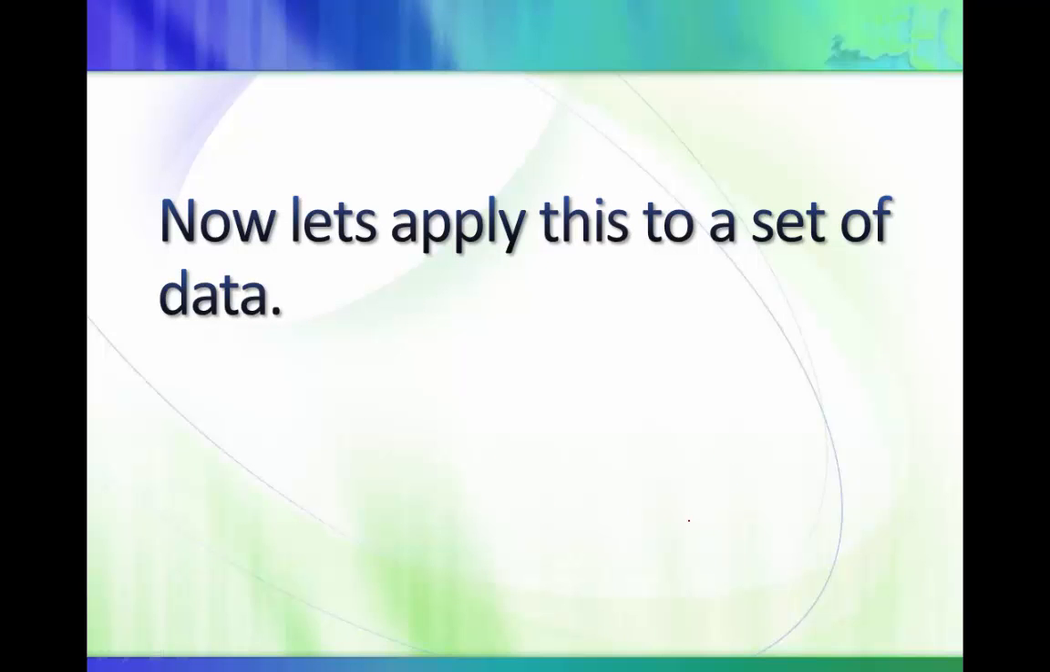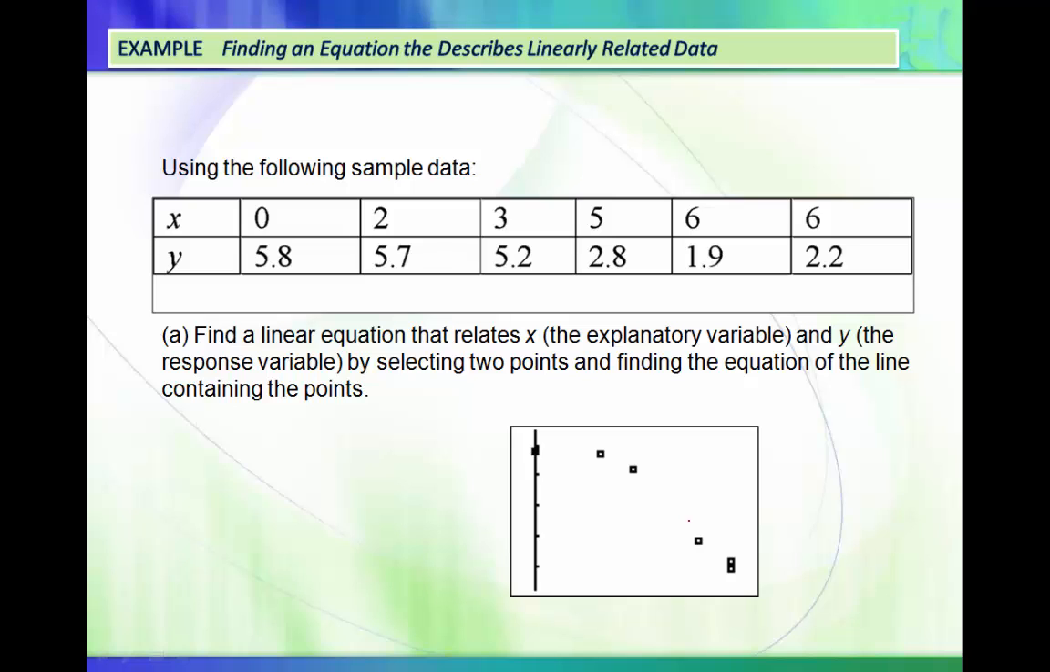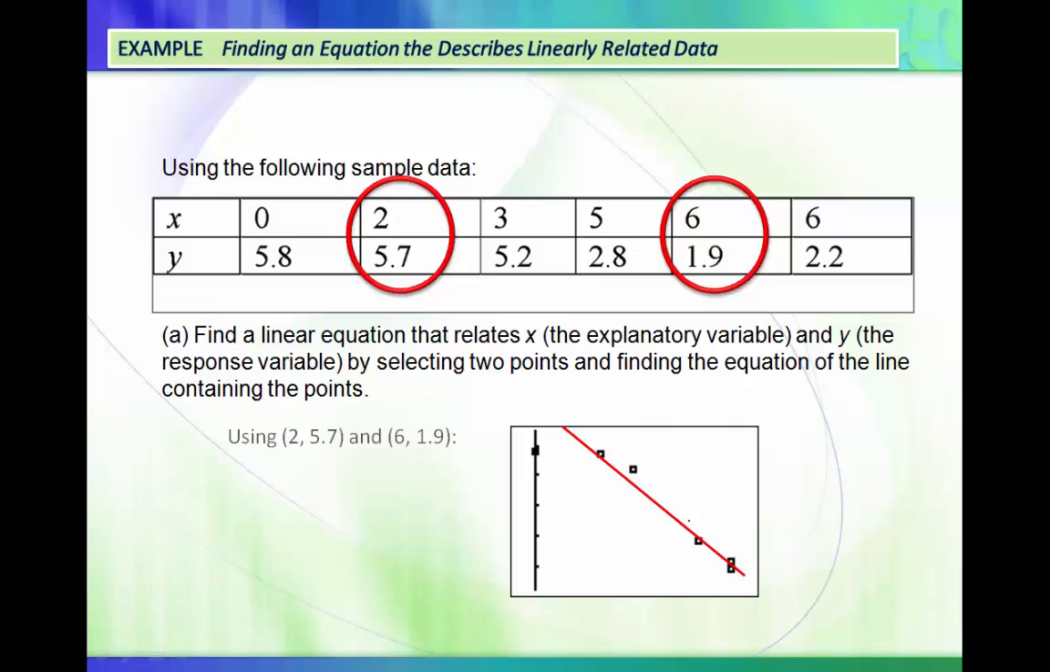Now let's apply this to a set of data. Using the following sample data, find a linear equation that relates x, the explanatory variable, and y, the response variable, by selecting 2 points and finding the equation of the line containing those 2 points. So if we eyeball the scatter plot, it looks like that line fits pretty well, and it looks like that line maybe goes through the points (2, 5.7) and (6, 1.9). So we're going to use those just like we did in the previous example and find the equation of this line that you see there.